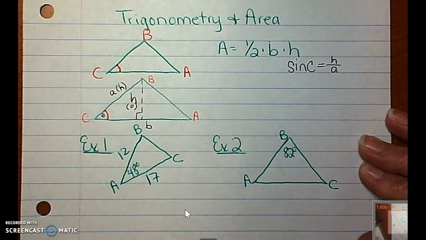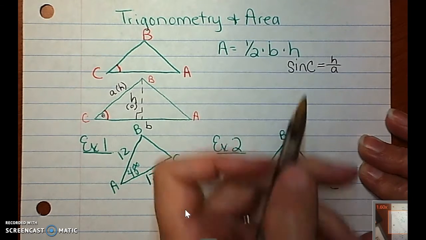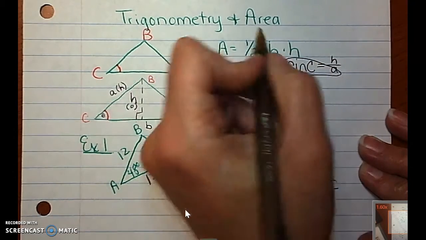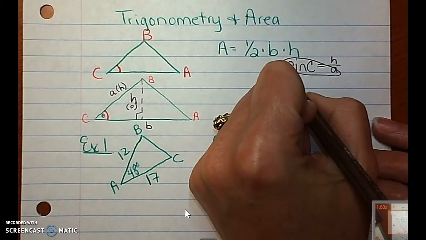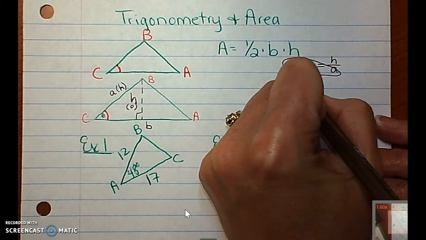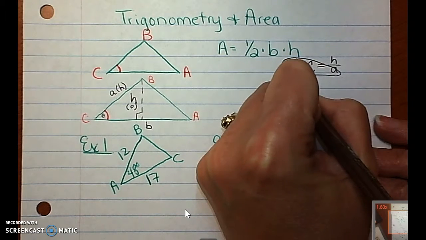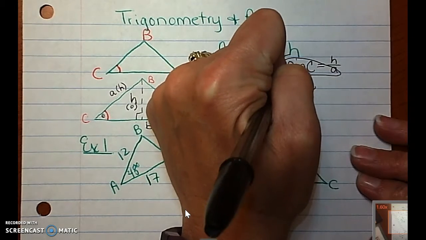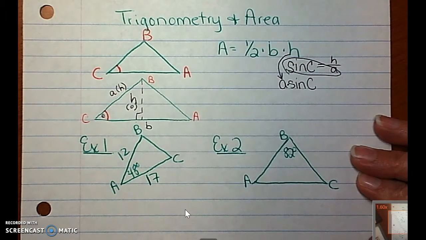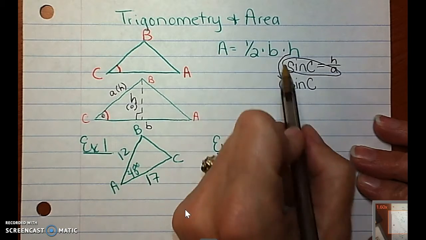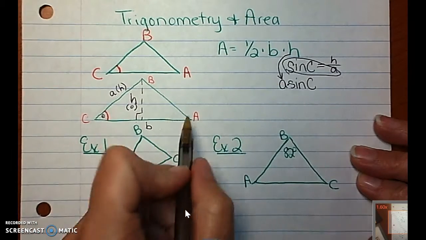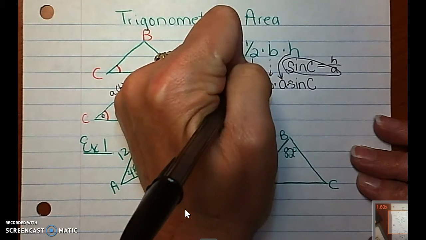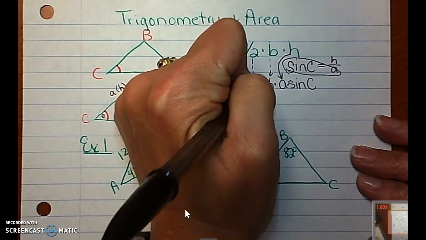Now I need to solve for h, because h is the height, and that's the piece that I need. And in this situation, I would cross multiply. And my height is equal to A times the sine of C. And that's what I'm going to use to replace in the formula. B is going to be the base, so in this case, it's still going to be B. And then the 1/2 stays the same.